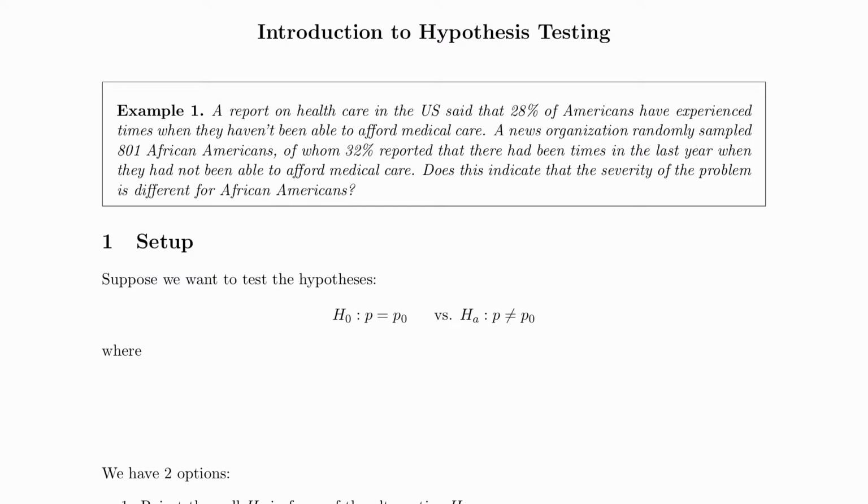So if you're taking that approach, what you would do is calculate a confidence interval, which is p hat plus or minus the margin of error. And given this confidence interval, you would then compare this hypothesized 28% to that confidence interval. And if it turns out, for example, that 28% lies inside of the confidence interval, that would suggest that the data indicates the severity of the problem is not different for African Americans.